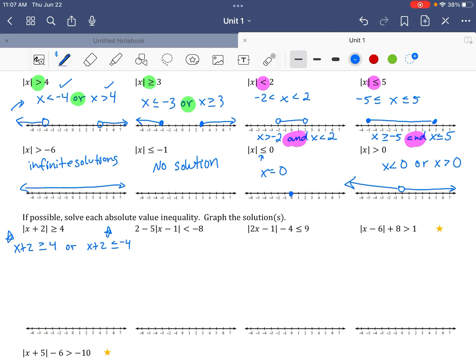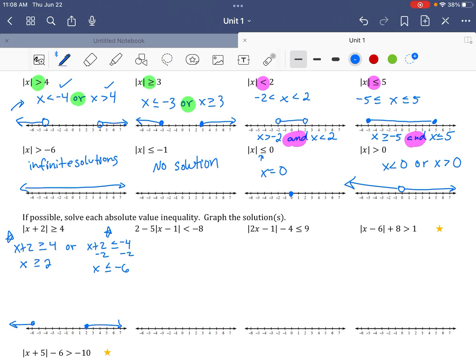Okay, so let's solve it. Take away 2, so I get x is greater than or equal to 2. Now when I take away 2 over here, I get x is less than or equal to -6. So look at this graph. It's an or, it's going to be broken. So greater than or equal to 2 would put me that way. Less than or equal to -6 would put me this way.